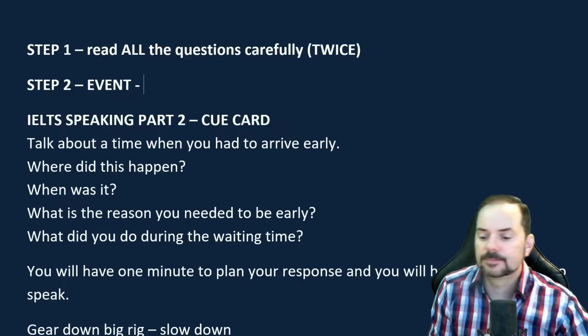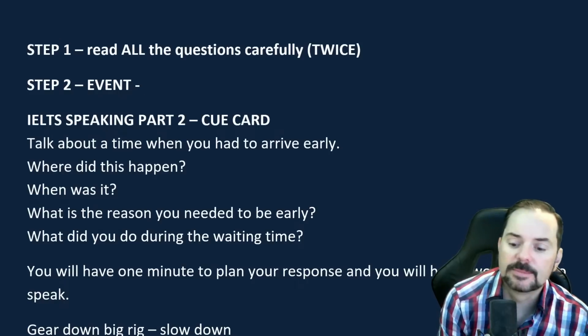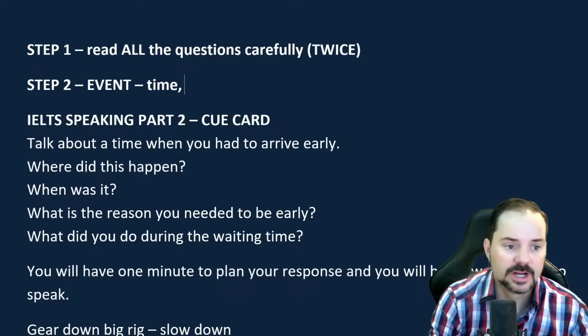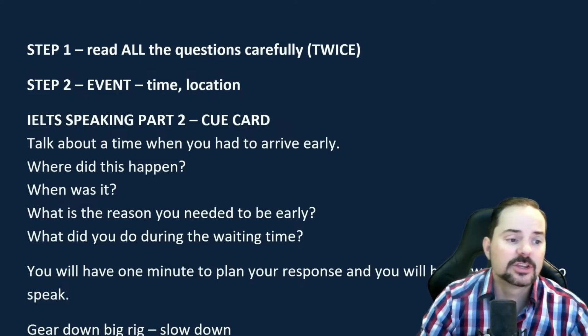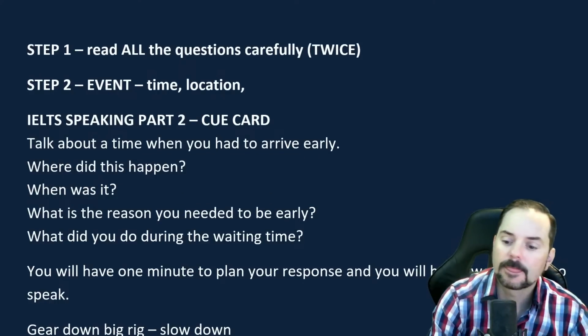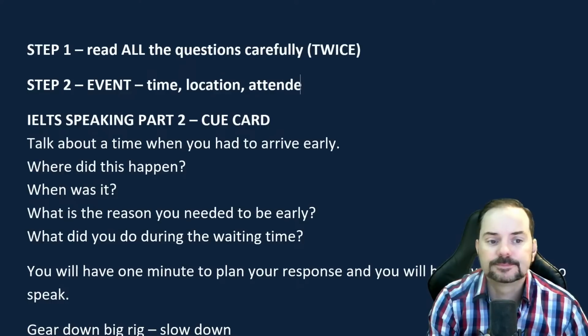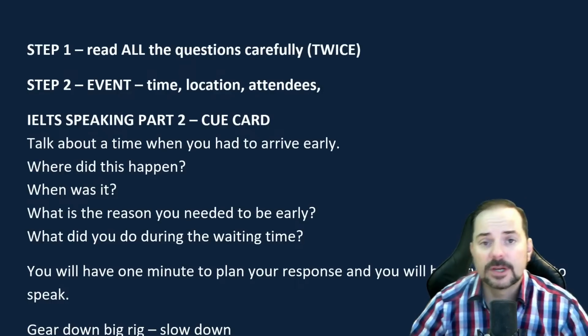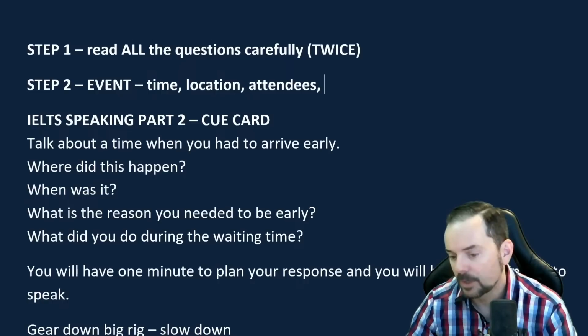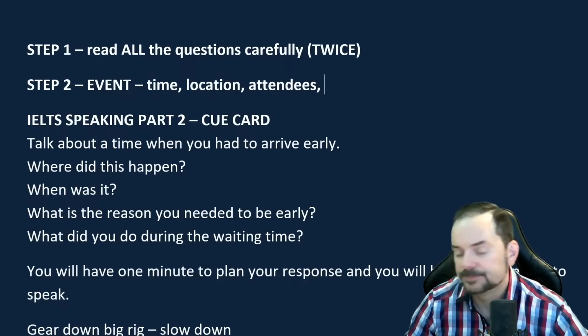So what do you need to tell your listener to clearly discuss an event, an occurrence, an experience? Let's think about it. Yeah, the time and the location. That's right, Fuang. So time, location. And it's asking you for that, right? Like the cue card actually says, where did it happen? When was it? Okay, so time, location. Attendees, yeah. So the people that were there. Who was there? Okay. All right. Good. What else?